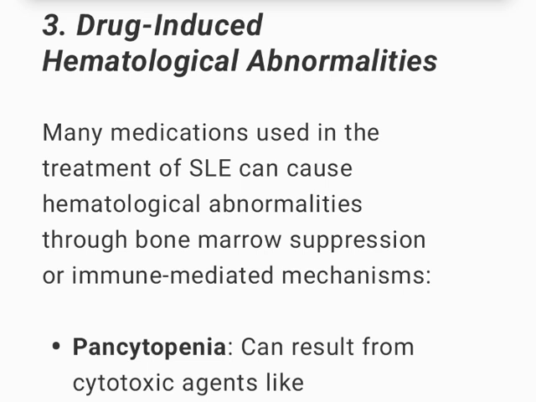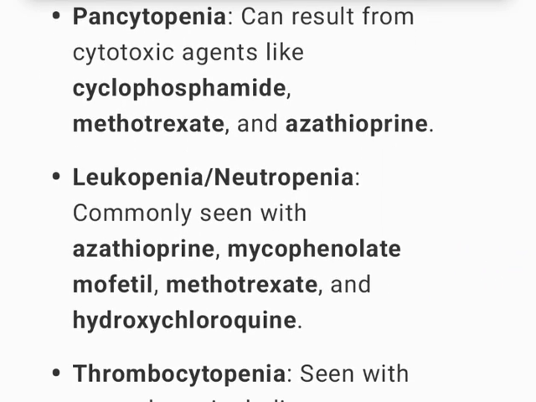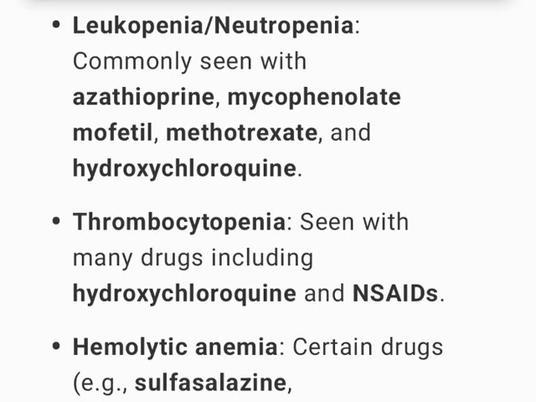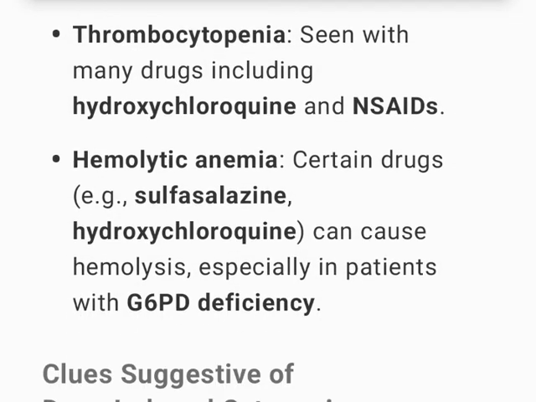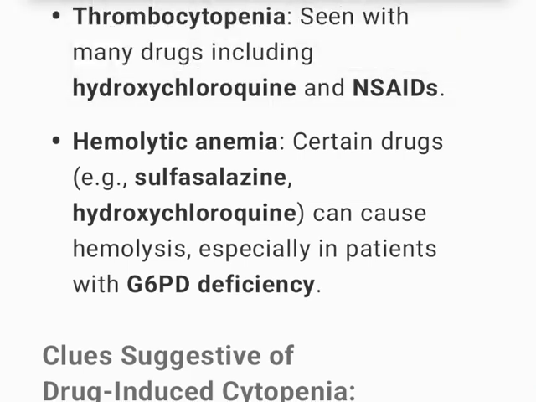3. Drug-induced hematological abnormalities. Many medications used in the treatment of SLE can cause hematological abnormalities through bone marrow suppression or immune-mediated mechanisms. Pancytopenia can result from cytotoxic agents like cyclophosphamide, methotrexate, and azathioprine. Leukopenia, neutropenia, commonly seen with azathioprine, mycophenolate mofetil, methotrexate, and hydroxychloroquine. Thrombocytopenia, seen with many drugs including hydroxychloroquine and NSAIDs.